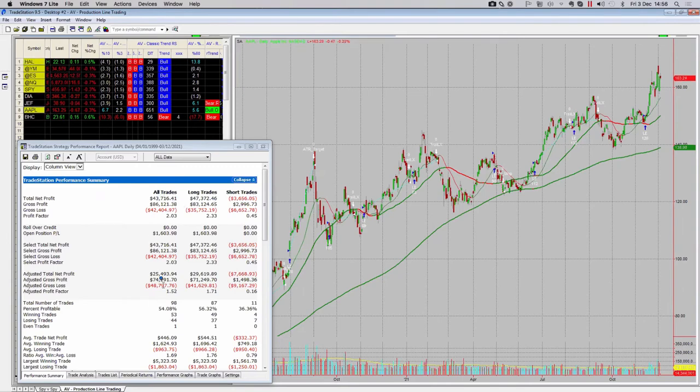Despite that, all trades, 54% of the time, $1 in, $2 out, $100 in, $200 out, $1,000 in, $2,000 out. You're making money. That's what we want to know. Non-compounded. So Apple is, unsurprisingly, a good stock to trade.